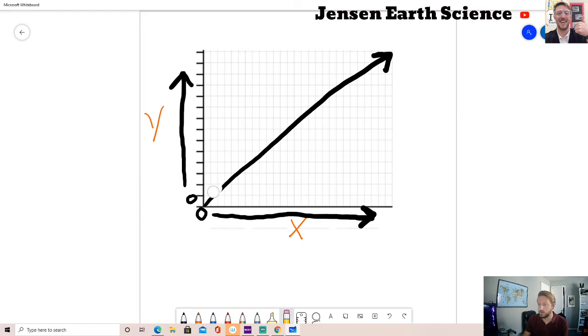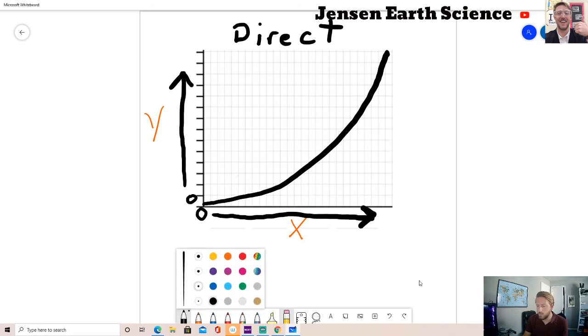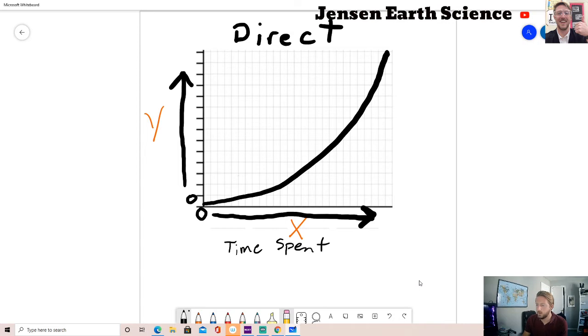You can also see this drawn a little differently, as we saw. It just will have a different rate of change, but this would also be a direct relationship. As x goes up, y also goes up or increases. And this kind of graph was direct. I guess we'll do an example for each of these. The classic one usually is time spent on schoolwork.